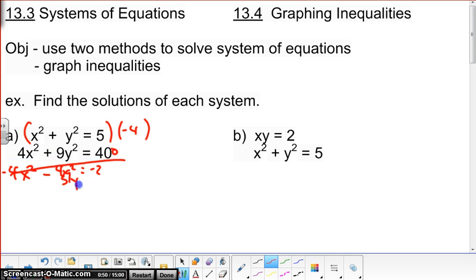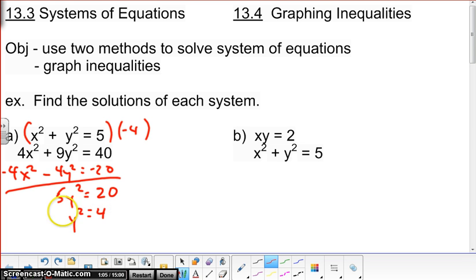We get 5y squared equals 20. Divide by the 5, and then when we square root both sides, we'll get y equals plus or minus 2.